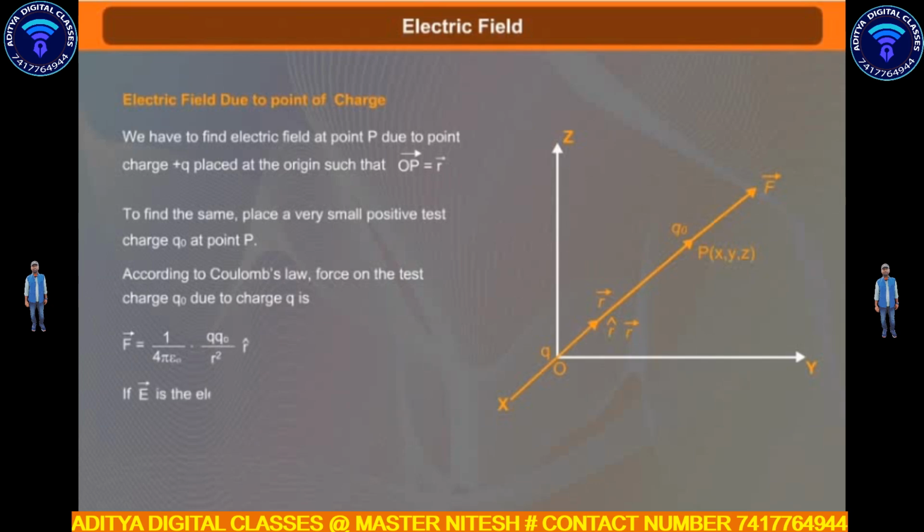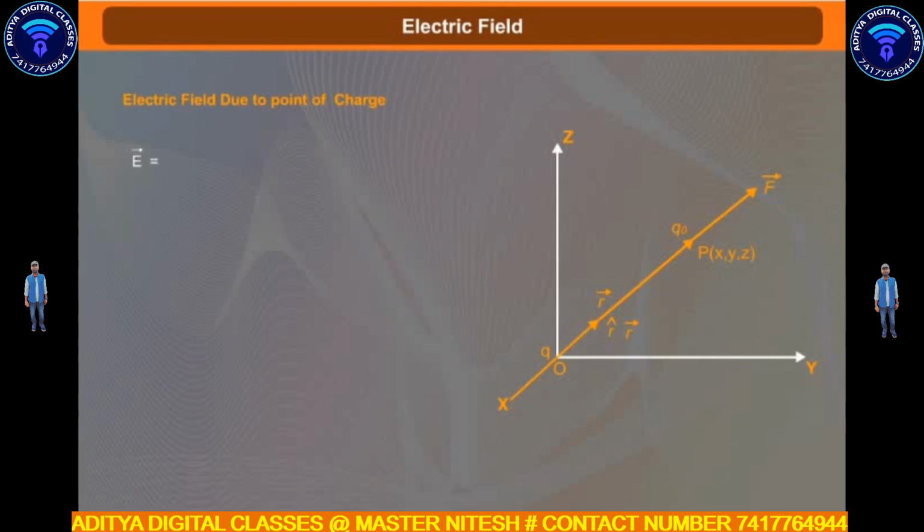If E is the electric field at point P, then E is equal to limit Q node tends to 0 of F by Q node. Substituting the expression for F, we get E equals 1 by 4 pi epsilon node Q r cap by r square, or E equals 1 by 4 pi epsilon node Q r vector by r cube. Let it be equation 1.